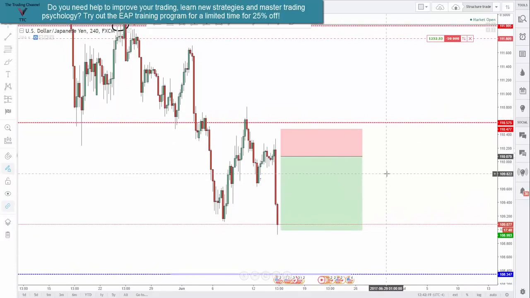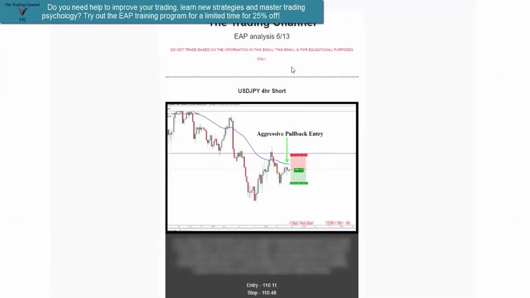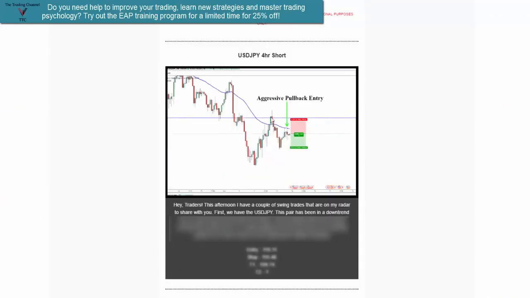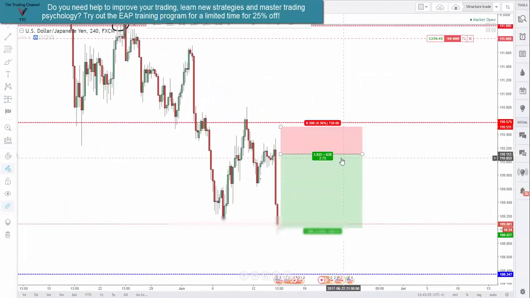This was actually from earlier this morning on the dollar yen. So here we are on email analysis for 6/13, as you can see, and we have another dollar yen 4-hour short trade. This again was utilizing the new pullback strategy that's available on the EAP members page. And as you can see, we have an entry at 110.11, and we'll head to the chart and check out that entry. And 110.11 is already marked with our position tool.